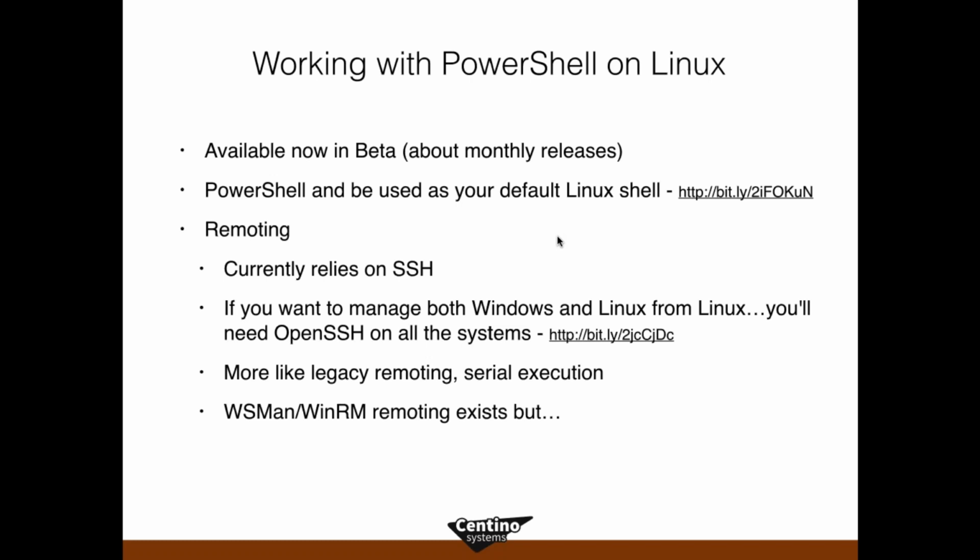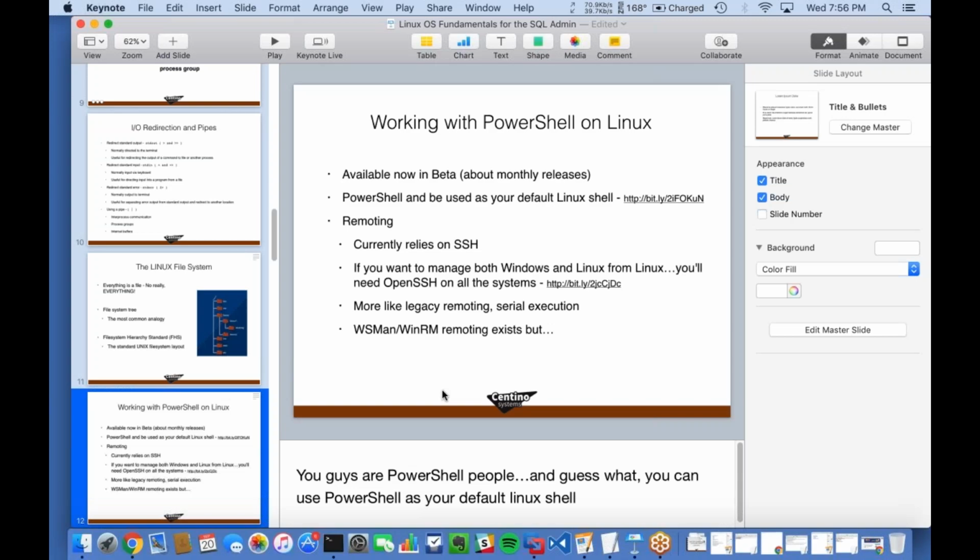I'm going to show you how to log into a system with SSH in a second, but we can also leverage PowerShell remoting, which actually leverages SSH as its transport layer. If you do want to manage both Linux and Windows systems, you'll need to put SSH on all the systems. Linux has SSH installed by default. On Windows, you could install OpenSSH and leverage the same remoting techniques across your entire platform. Actually, that is no longer correct. That was fixed in a previous release.